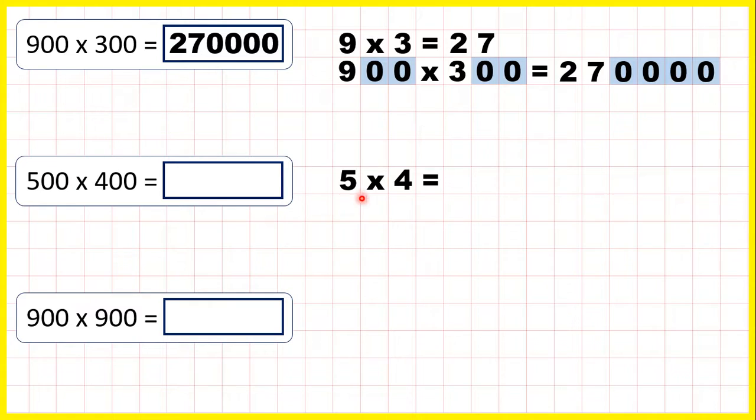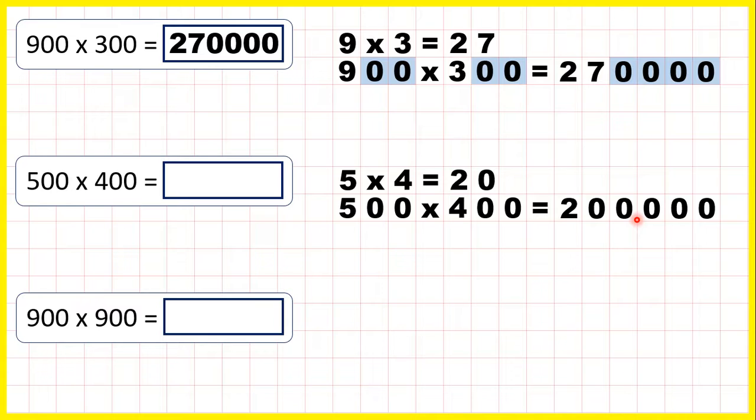Now 500 times 400. Well, we know that 5 times 4 is 20, and that helps us work out the answer to 500 times 400. That's 200,000, because 5 times 4 is 20, and notice this zero here we got by multiplying 5 by 4 to get 20, but then after the 20 we need 4 end zeros. That's because there are a total of 4 end zeros in our question. So 500 times 400 is 200,000.